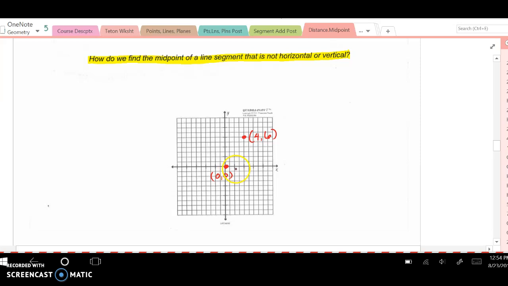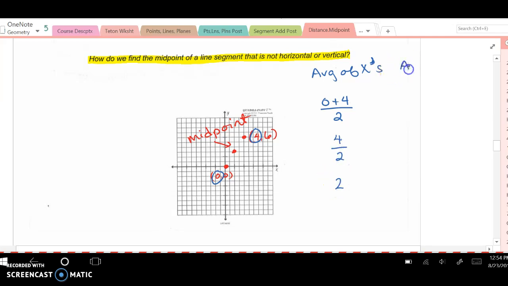So what maybe some of you thought about is, Miss Benton, I went 4 this way, and so half of 4 would be 1, 2. And I also went 6 this way, and so half of 6 is 3. So 1, 2, 1, 2, 3 is the midpoint location. That's one way to think about it. Essentially, what you just did was you took the average of the x's, 0 plus 4, divided by 2. The average of the x values, and so 4 divided by 2 was 2.